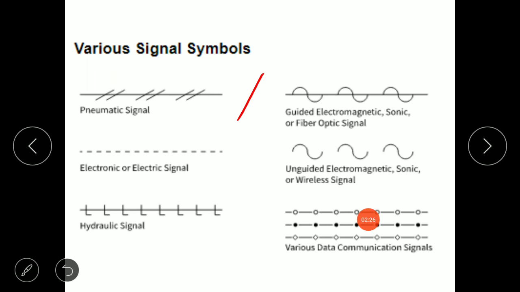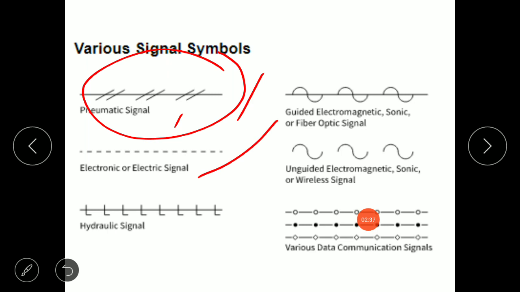When pneumatic signal is flowing through this pipe, then you can see this symbol we are going to use in the P&ID diagram. When electronic or electric signal is going through the pipe, then we are going to use this symbol. When hydraulic signal is going through the pipe, then we are going to use this symbol in the P&ID. This is for guided electromagnetic, sonic or fiber optic signal, this is the symbol for unguided electromagnetic, sonic or wireless signal, and this is for various data communication signals. Each type of signal has its own line type to explicitly identify the type of signal that travels along it.